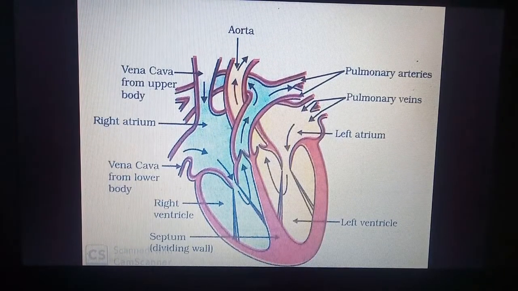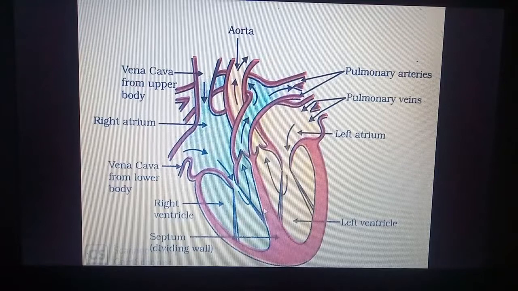The right atrium and left atrium have a partition in between. It is called the septum. So between the right and left ventricle also there is a septum or partition. It is called the interventricular septum, and this will be called the interatrial or auricular septum. The atria are also called auricles. So there are 4 chambers in the heart.